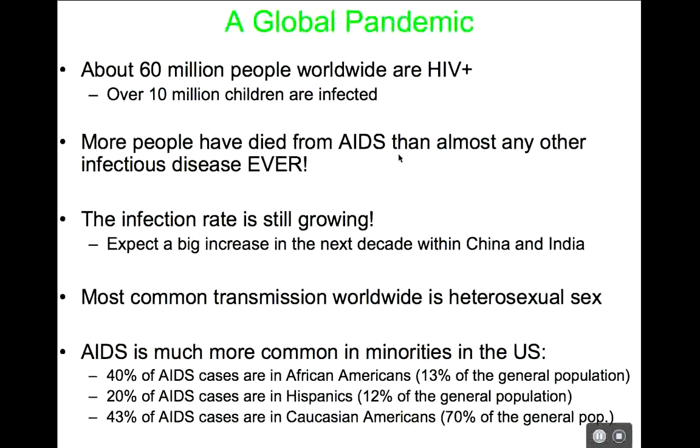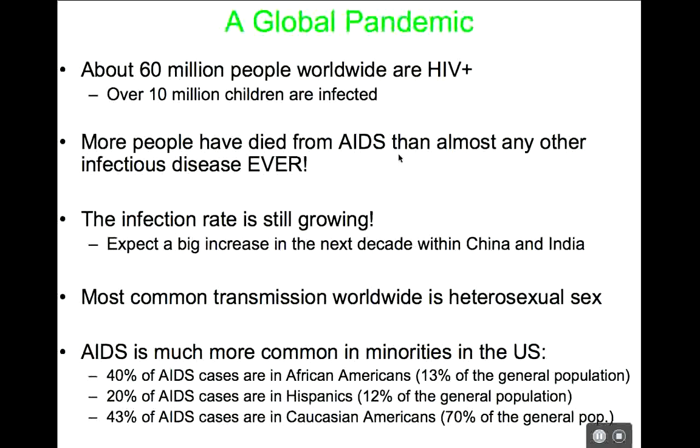In fact, we're expecting a big increase. We're starting to see it now. In this decade, we're expecting to see big increases coming from China and India, both countries with large populations that have traditionally seen very few cases of HIV. We're starting to see the beginning of an epidemic in both countries. That means that we're probably going to see an explosion of HIV cases in the next 10 years or so.